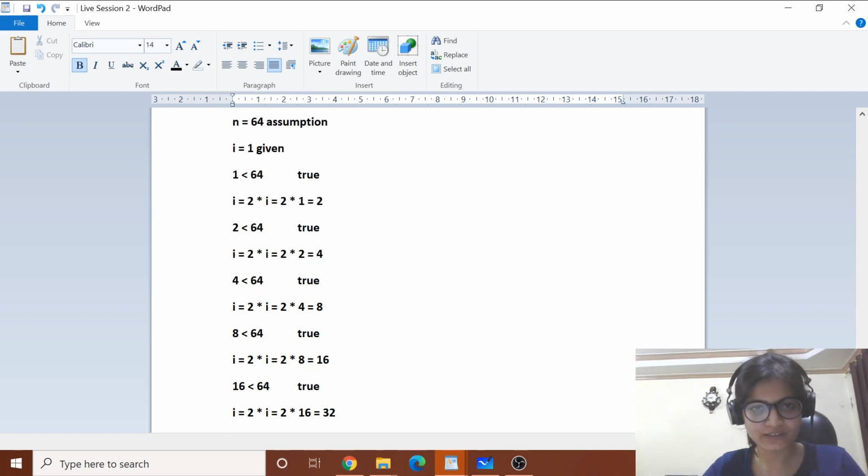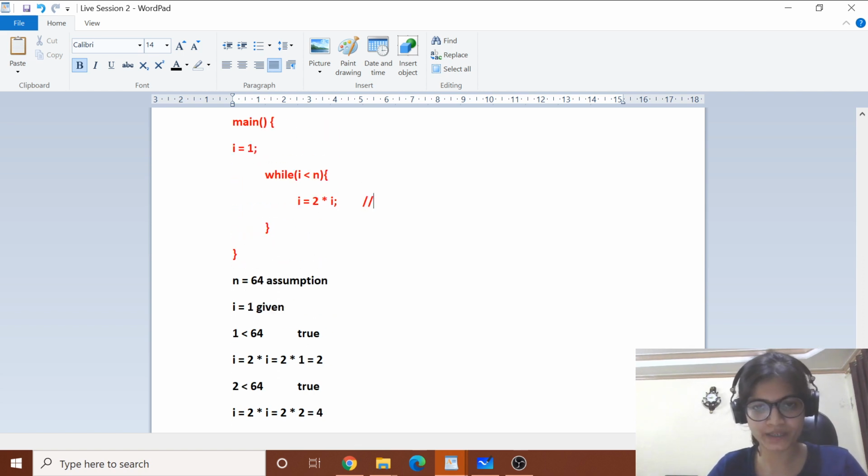How many times will our statement be executed? This is the statement. Inside the while loop we have only one statement which we are talking about. So we need to analyze now. This is the analysis time.